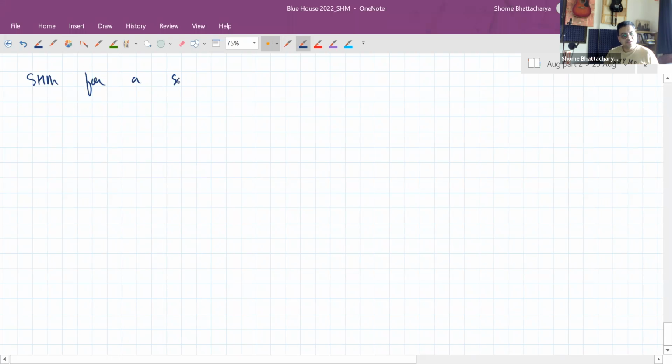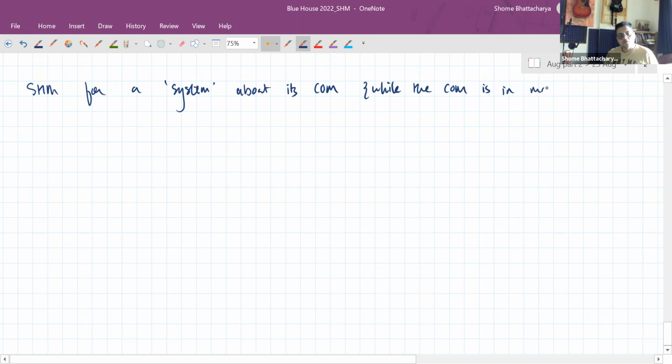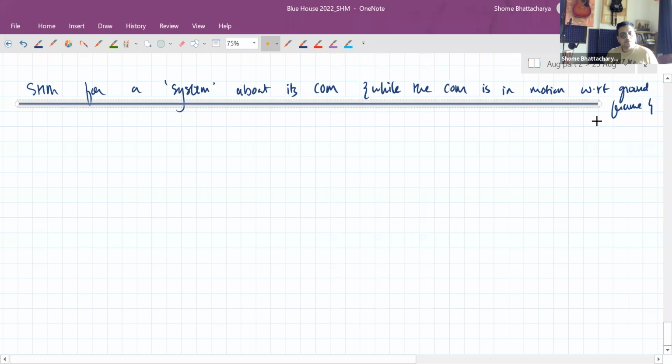So SHM for a system about its center of mass, while the center of mass itself is in motion with respect to the ground frame. That kind of situation, very interesting. Mostly we're talking about spring mass systems, but we'll also talk about a few cases of pendulum systems where this can happen.